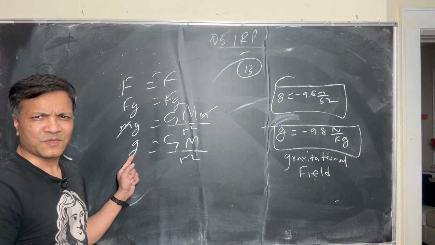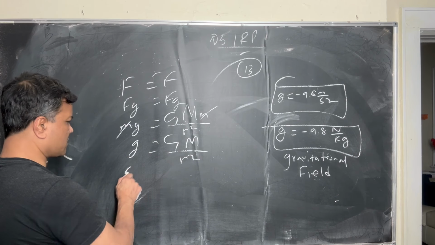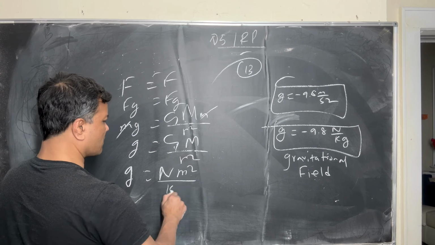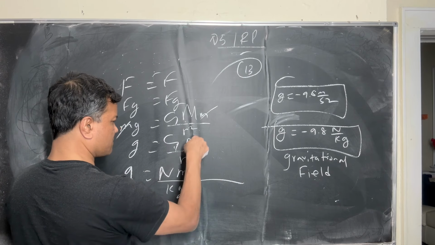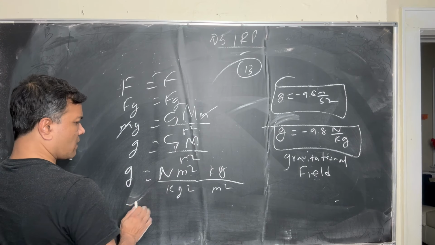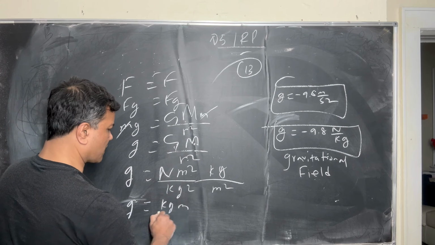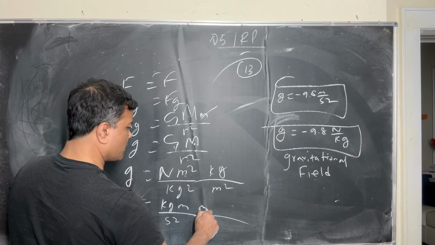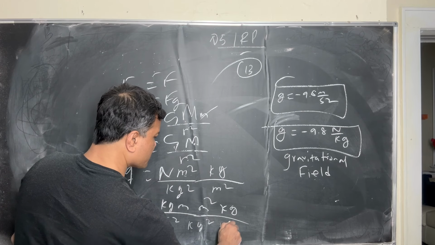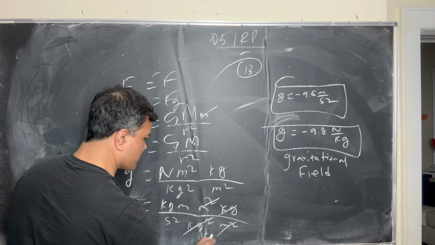How do you know this is Newton over kilogram? You know it. G is Newton meter square over kilogram square. And then you have mass, which is kilogram, and r squared, which is meter square. Now, if you look inside the Newton, you see kilogram meter per second square, being divided by meter square, kilogram square, and meter square. You want to see lots of things going to cancel out. Meter square cancels. Kilogram goes into kilogram square just once.